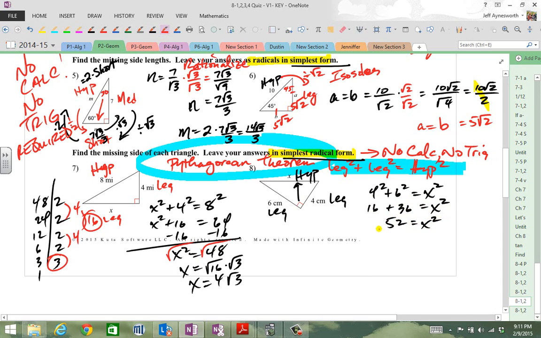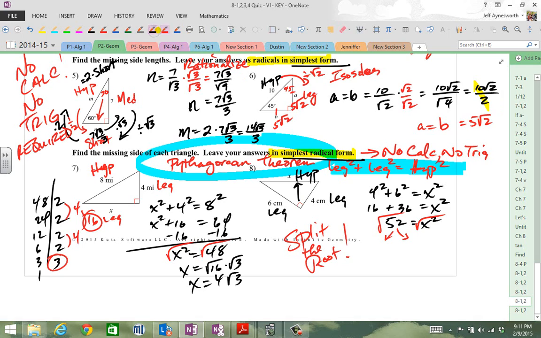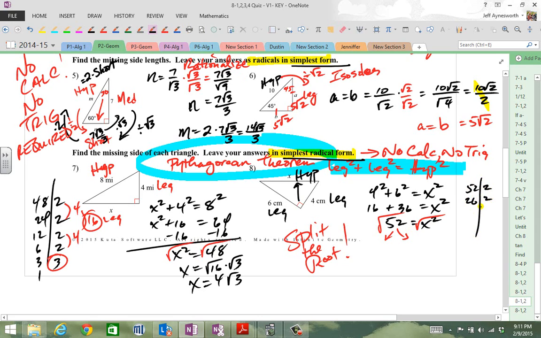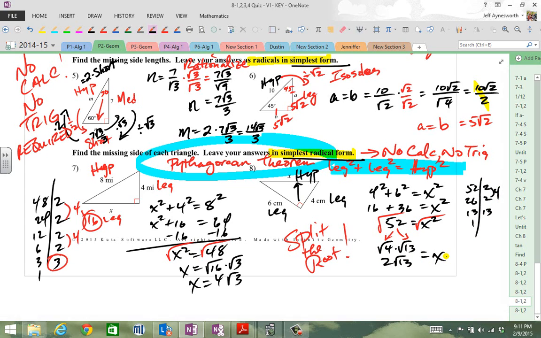And now again you root, just like you did on the first one, right? Now you split the root. Write that down too. You got to split the root and go for it. So 52 divided by 2 is 26. Divided by 2 is 13. That's prime. The only square is 4. 4 times 13 is 52. So root 4 times root 13, that's 2 root 13, and you are done. Okay? That's called simplest radical form. And that's all there is to it.